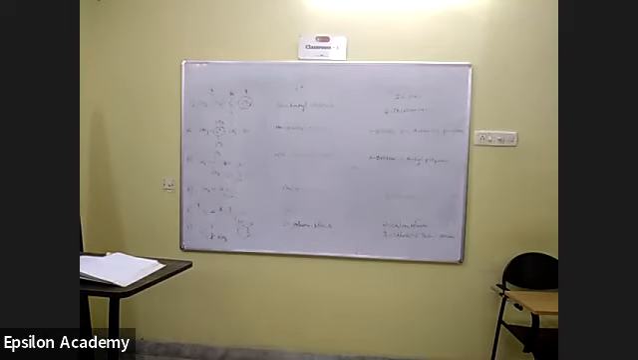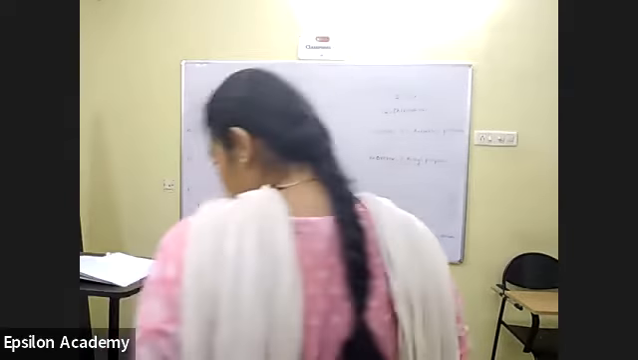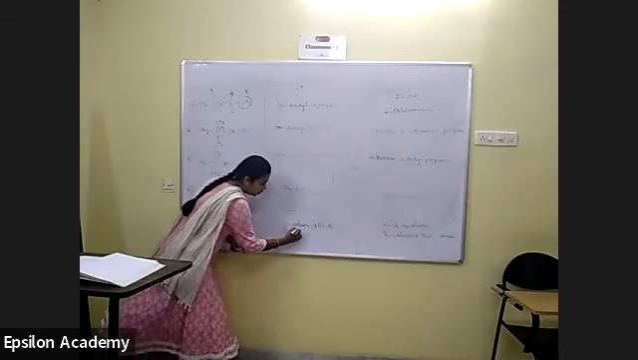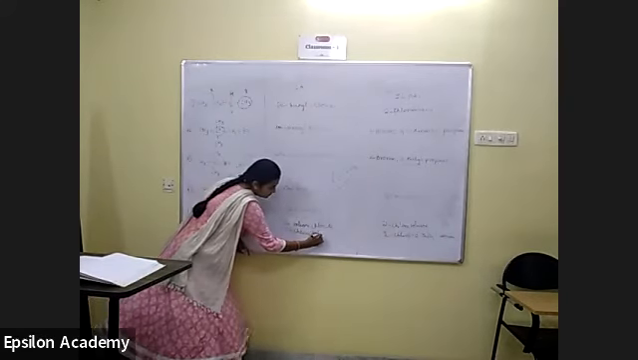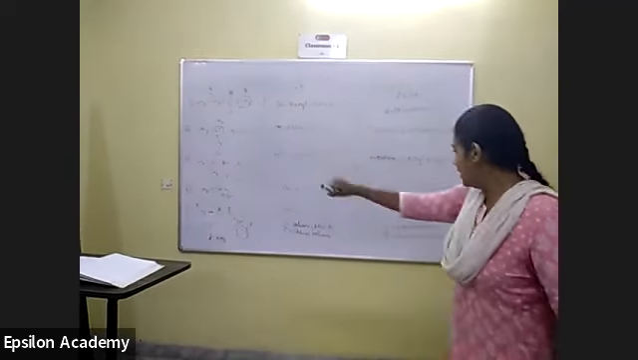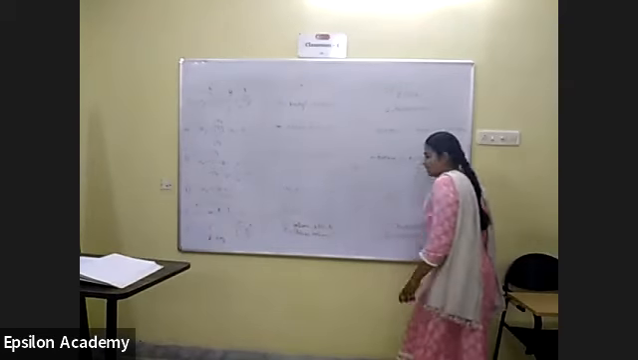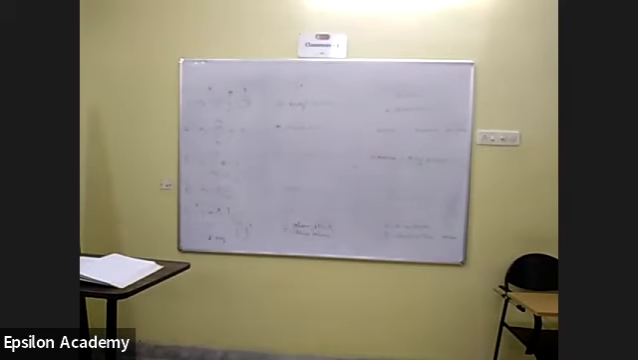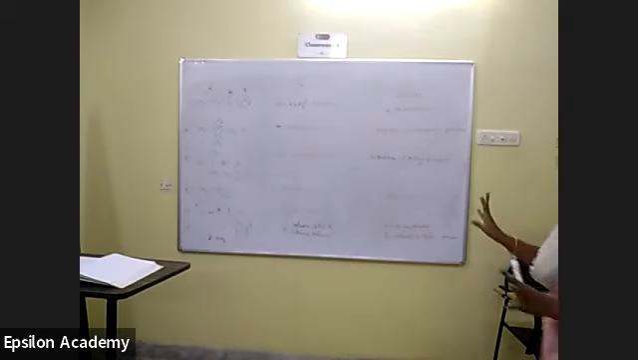But I will refer to my notes. See here, orthochlorotoluene is also possible. 1-chloro-2-methylbenzene. Don't confuse. When you compare the halogen and methyl group, you take this as first and this as second. So 1-chloro-2-methylbenzene. Okay, clear?